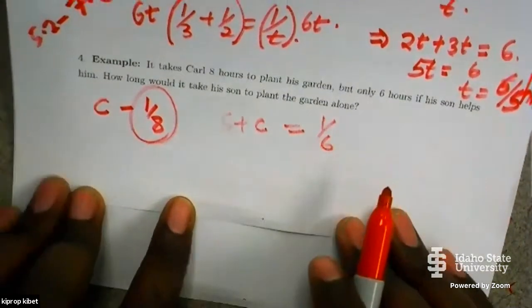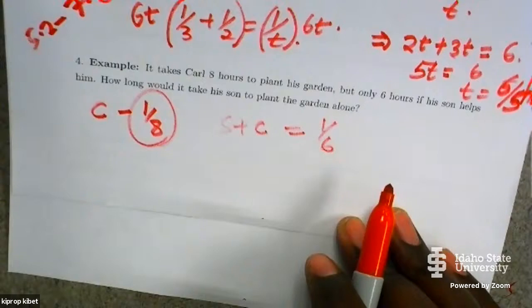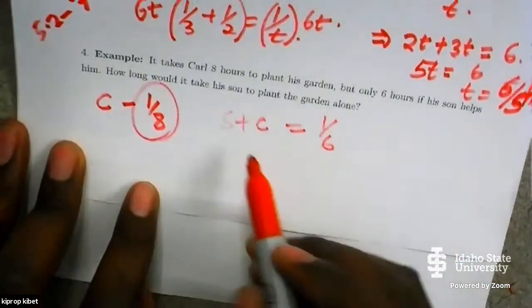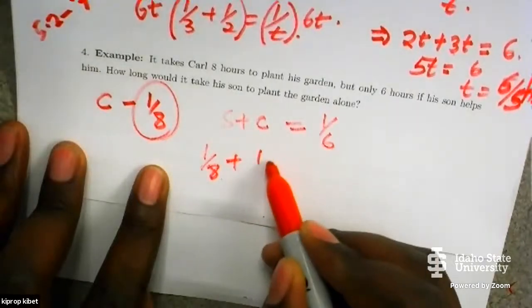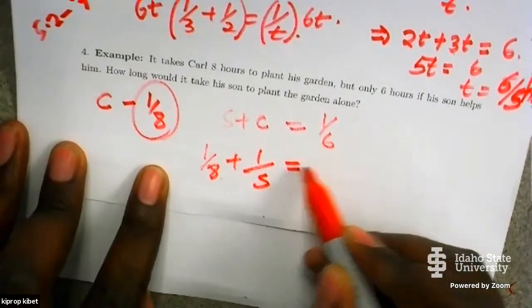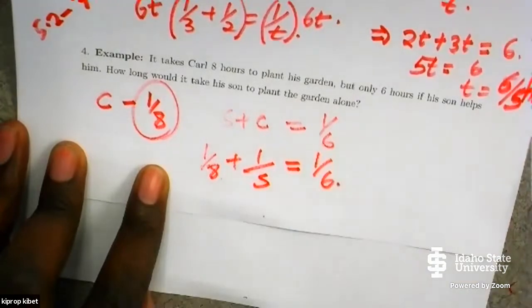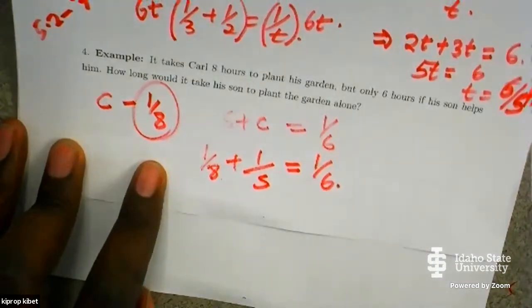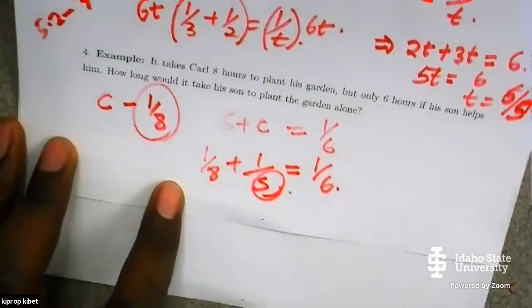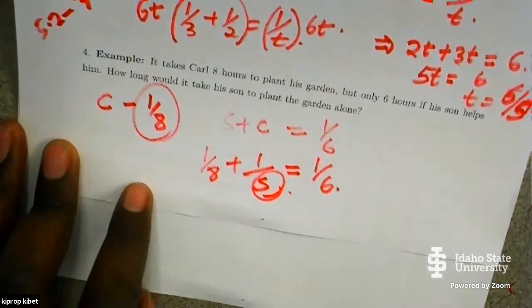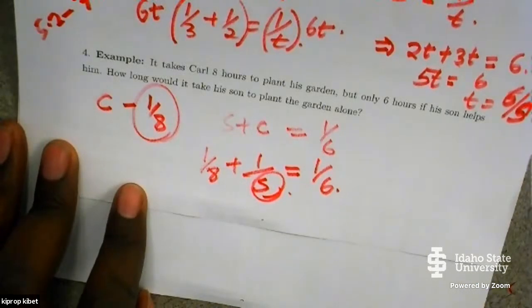So how long will it take his son to complete it? You can just say 1/8 plus 1/s equals 1/6, and then you calculate to get s. Could you write it as 1/8 plus 1/6 equals 1/s? No.